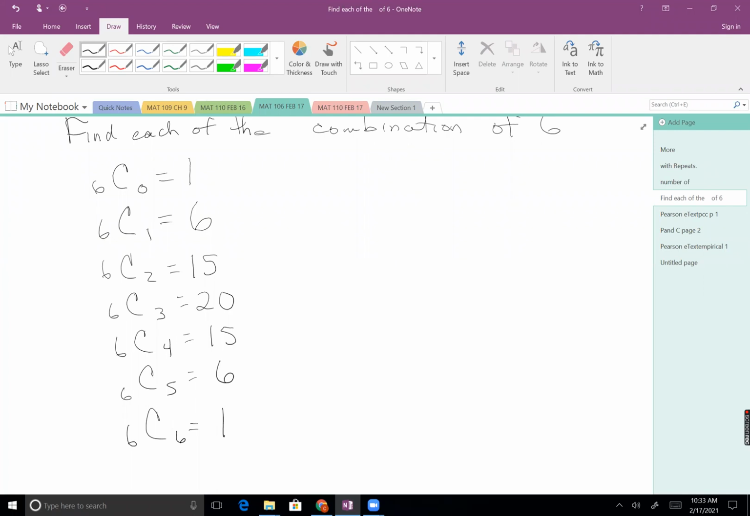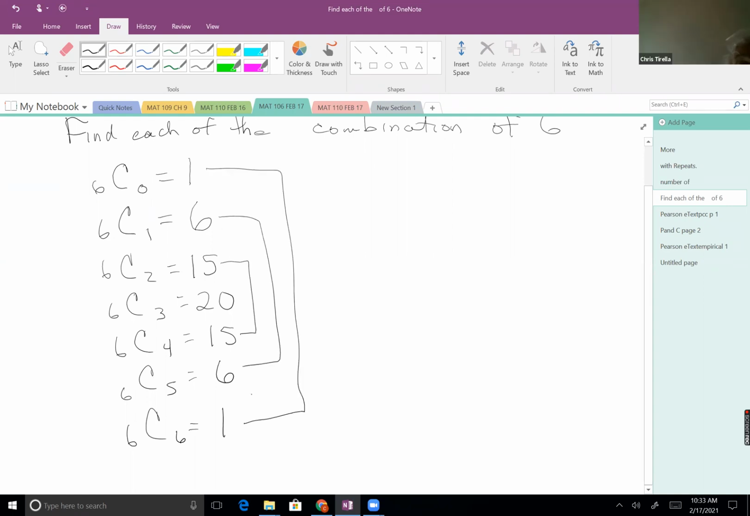They kind of go back to where they started. They repeat? Aren't some of them equal? Yeah. And so if I look at 6 combination 0, it's equal to 6 combination 6. 6 combination 1 is equal to 6 combination 5. 6 combination 2 is equal to 6 combination 4. For them to be equal, they're all different combinations of 6.